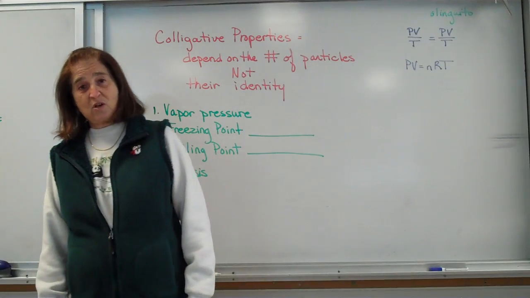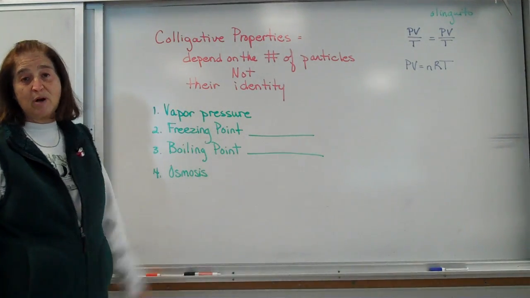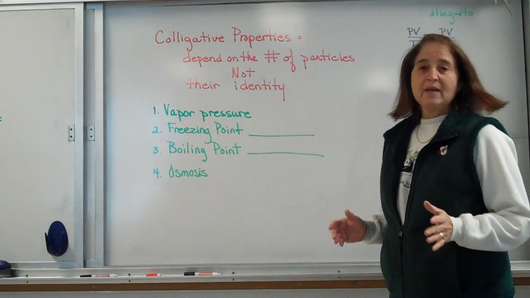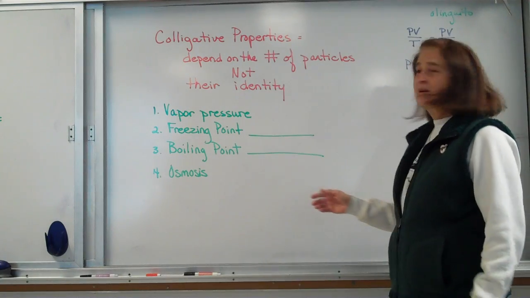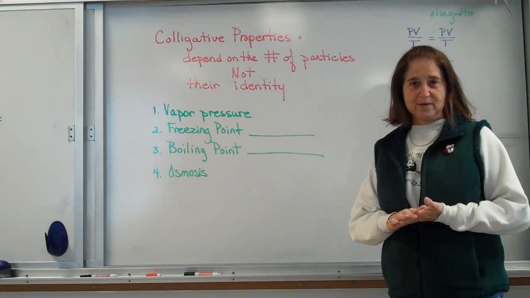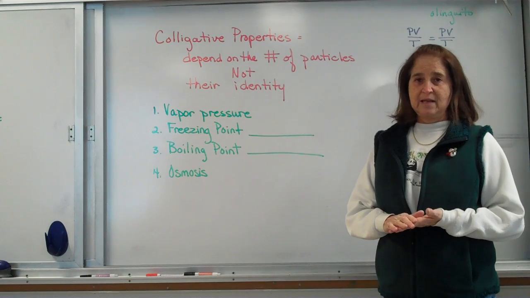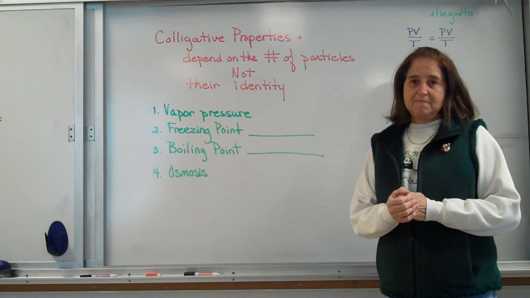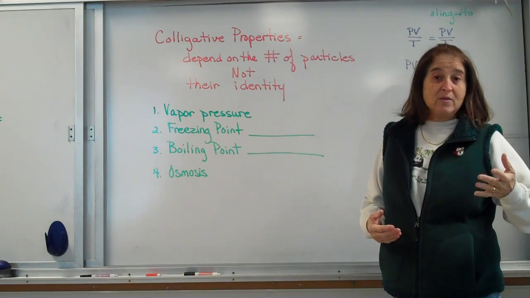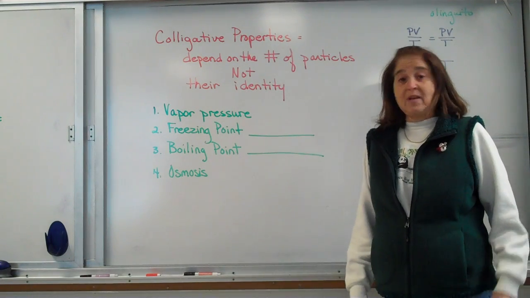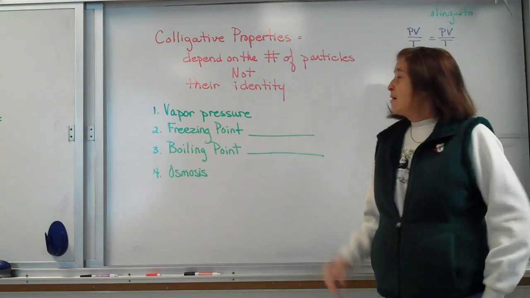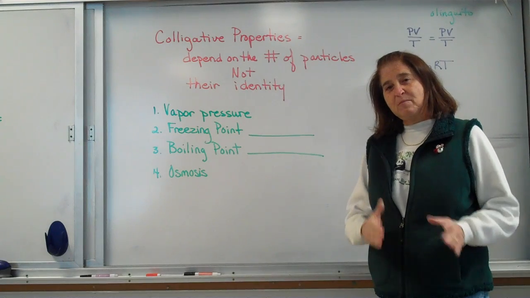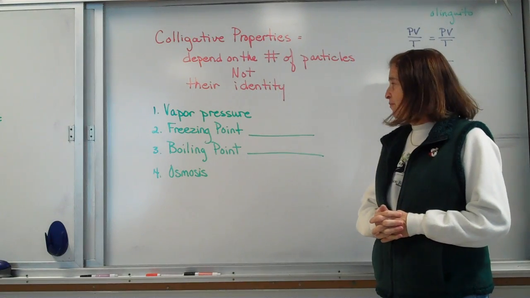Molality is involved in what's called colligative properties. Now, a colligative property is a property that depends on the number of particles, not their identity. So it doesn't matter what the substance is. It could be glucose or something else. It could be sucrose. But their identity is not important. It's just how many of them there are.